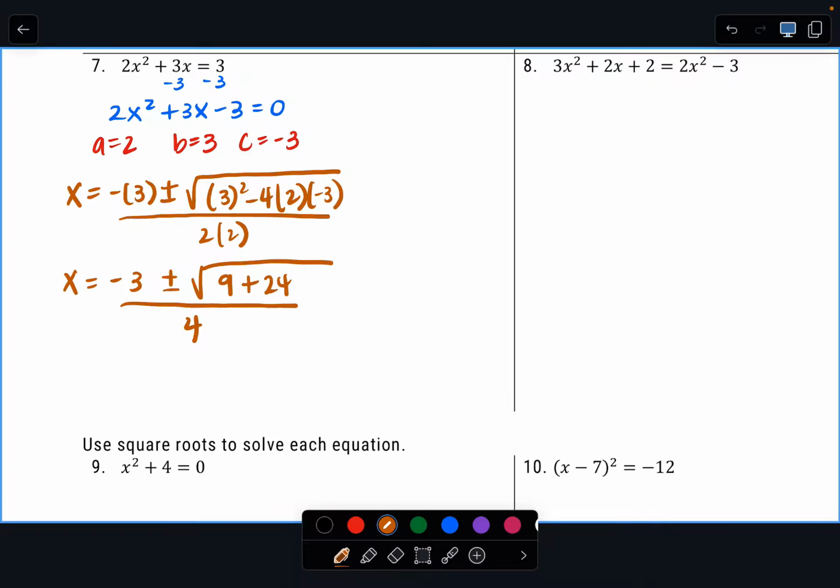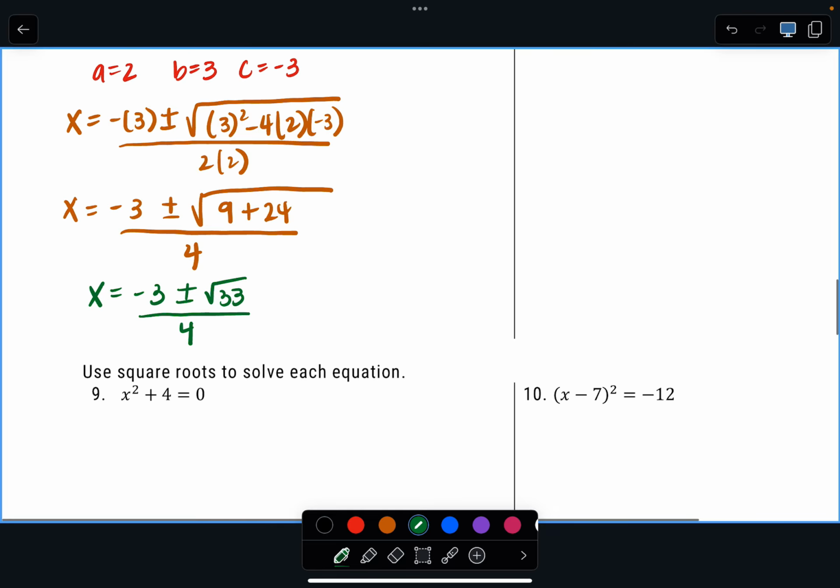Is that 24? Wait. 24, 25, 27, 28, 29, 30. Does 33 have a factor that is a perfect square? No. So if it does not have a factor that is a perfect square, there is nothing you can do. So this is going to be our final answer.